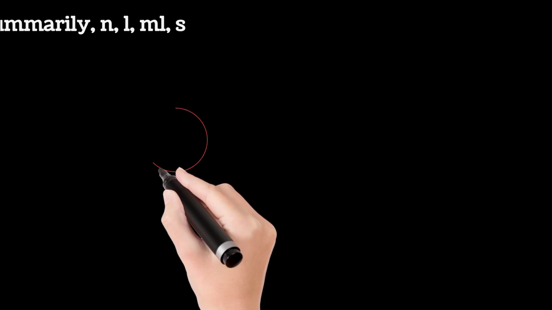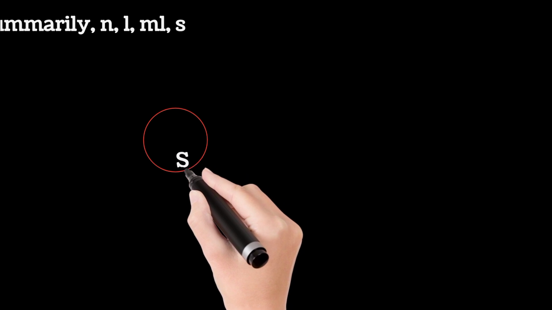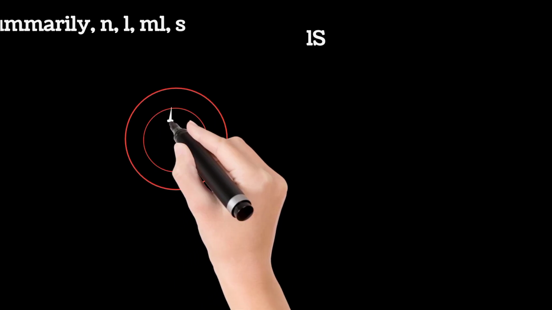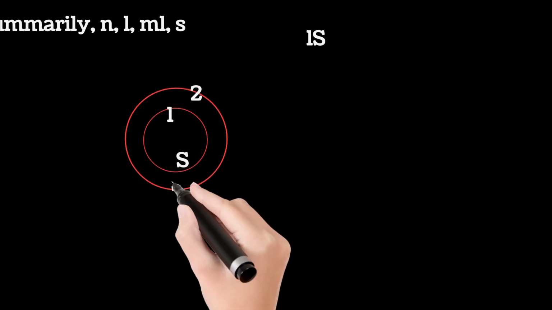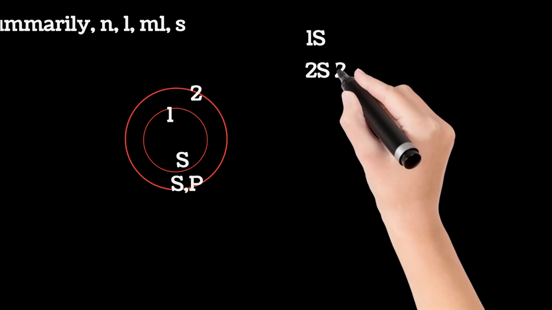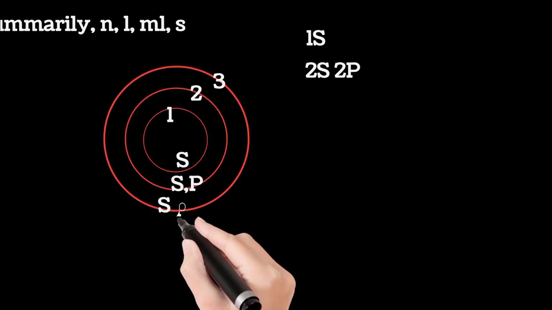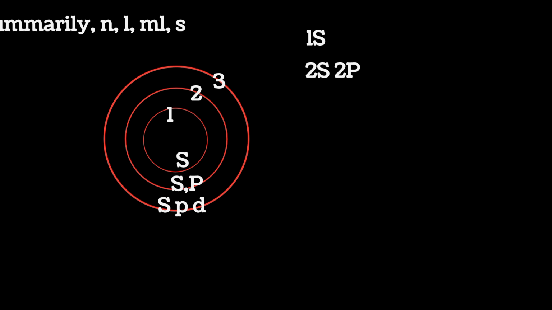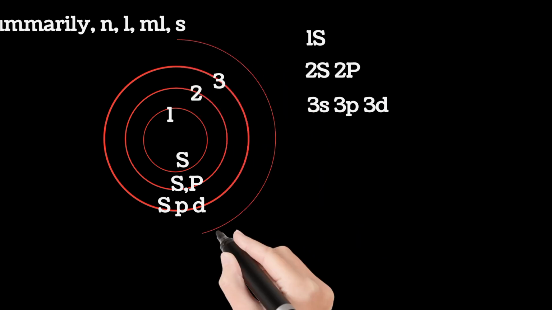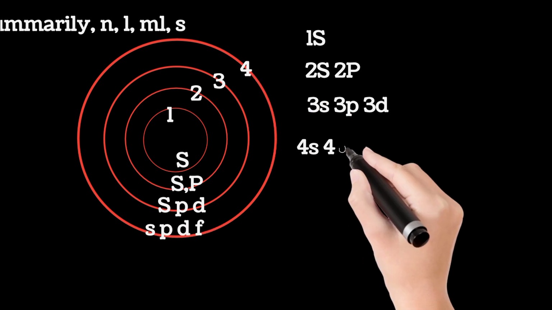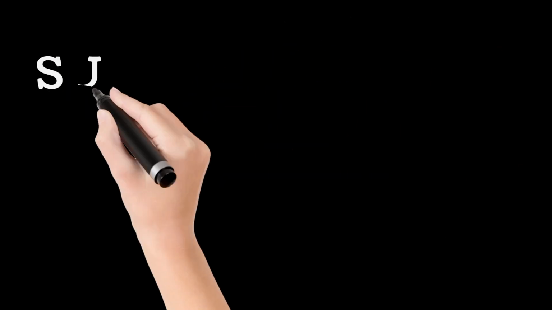Summarily, the principal quantum number, the subsidiary quantum number, the magnetic, and the spin quantum number tell us the position of an electron in a given level. So for the first energy level, we have 1s. For the second energy level, we have s and p, so we're going to have 2s and 2p. The third energy level, we have s, p, d, so we're going to have 3s, 3p, and 3d. The fourth energy level, we have s, p, d, f, so we're going to have 4s, 4p, 4d, and 4f.